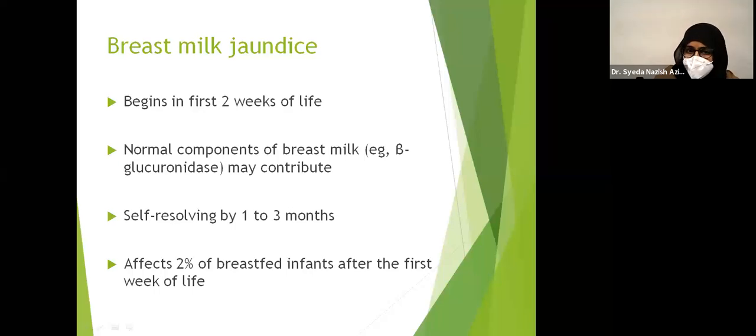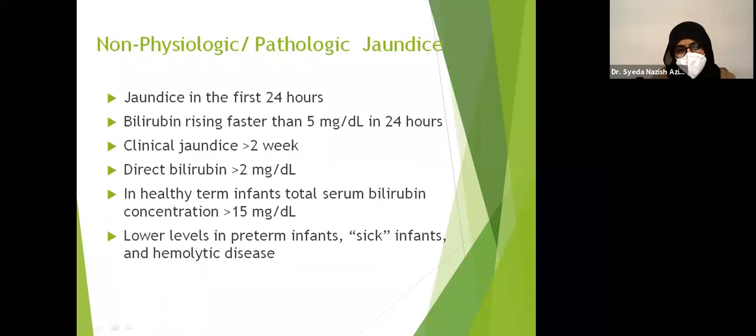It is a very benign condition, but other organic causes need to be ruled out to label a neonate as having breast milk jaundice. It can affect 2% of breastfed infants in the first few weeks of life.